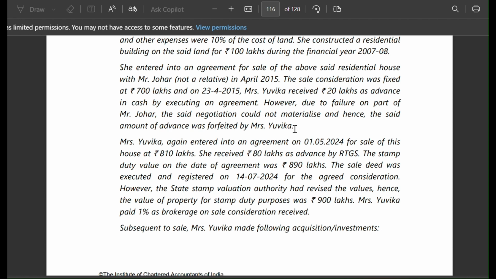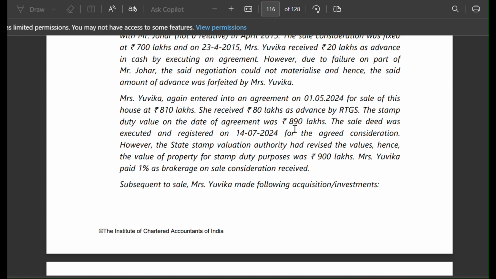So in this case, if any advance is forfeited on or after 1/4/2014, it will be taxable under income from other sources. So you should write this note below the answer. This amount is chargeable as income from other sources. Then only you will get full marks.